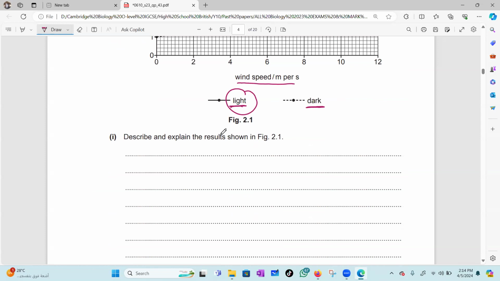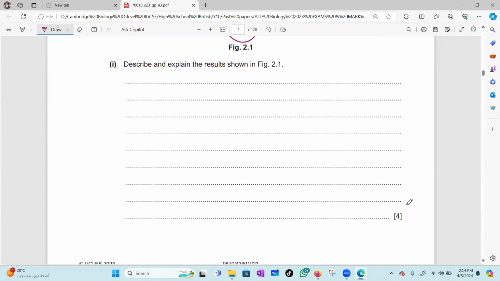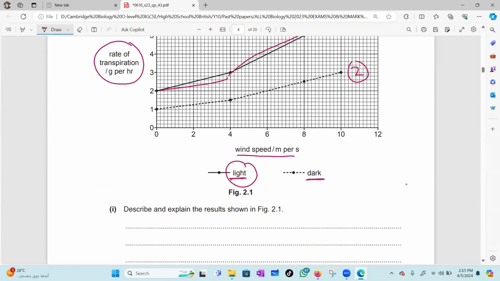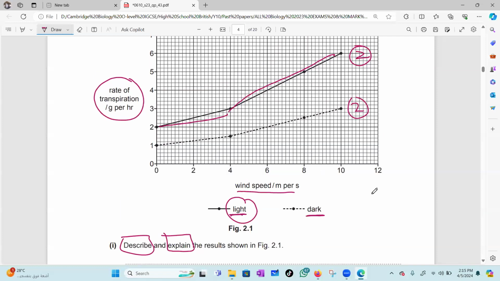Describe and explain the results shown in figure 2.1. How many marks? 4 marks. Now, how are the marks distributed? You have 2 marks for one condition and 2 marks for another condition. And you need to describe and explain. How will you divide this? How will you describe and explain for the first graph when the plant was in the light? Can you describe it and explain it to me?